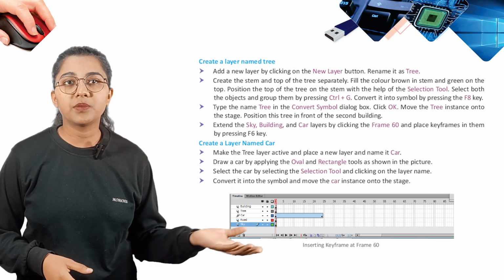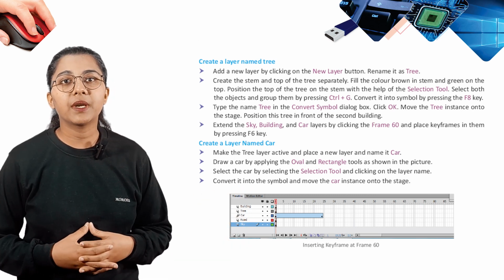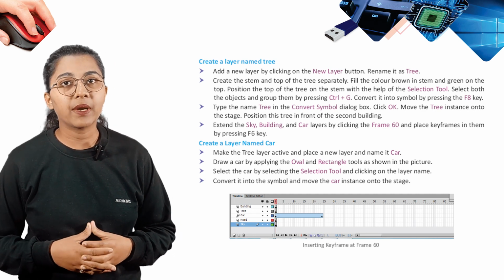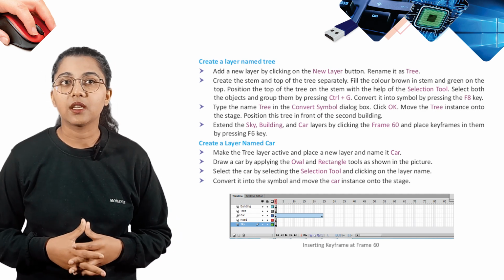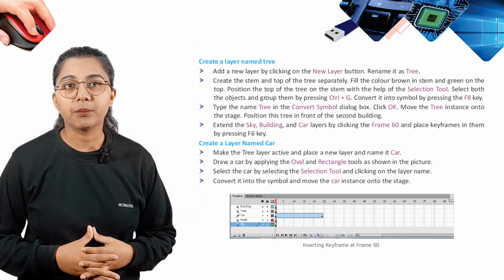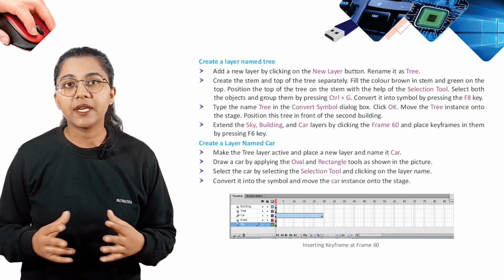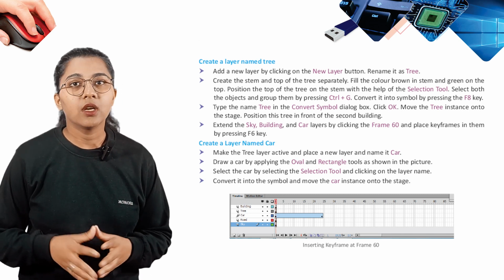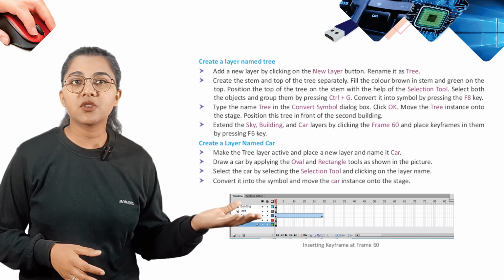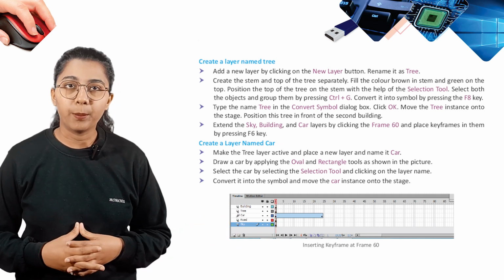Select both the objects and group them by pressing Ctrl+G. Convert it into a symbol by pressing the F8 key. Now next, type the name tree in the convert symbol dialog box. In the convert symbol dialog box, click OK. Move the tree instance onto the stage. Position this tree in front of the second building.